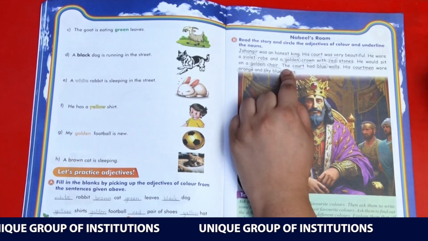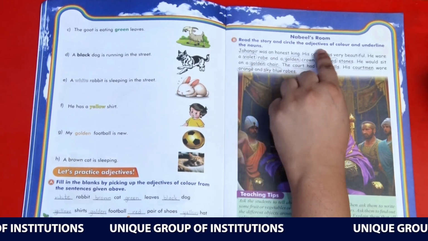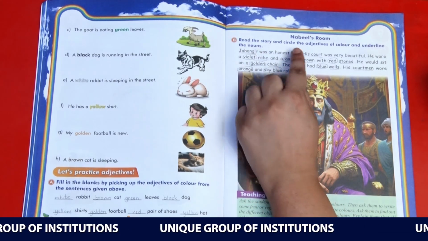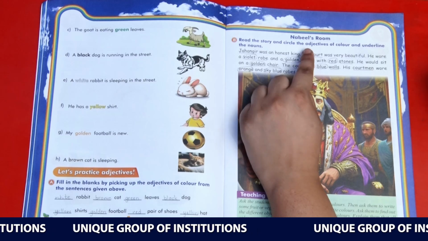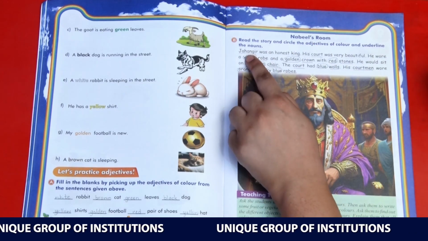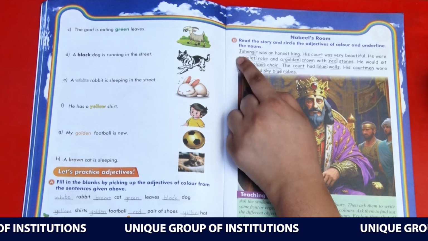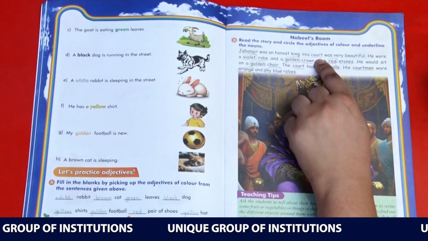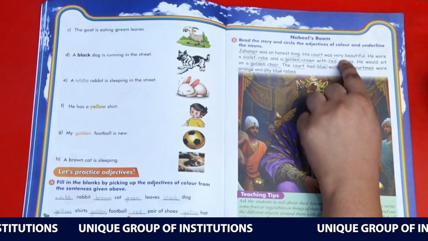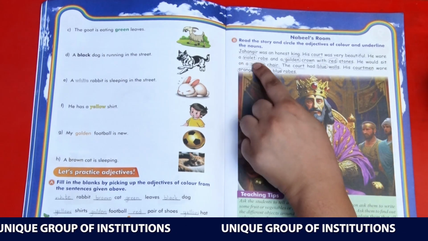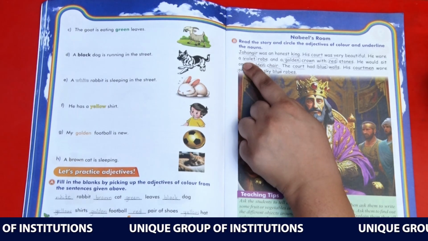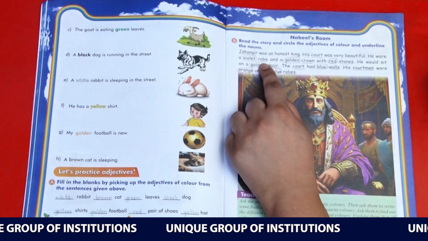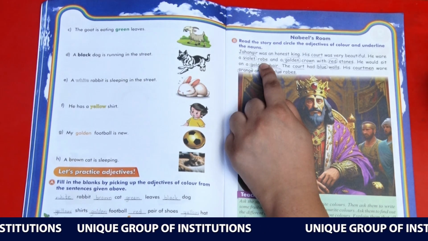On the next page, we have a task. Read the story and circle the adjectives of color and underline the nouns. In this story, we need to circle the color names because these are adjectives, and underline the nouns. Jahangir here is a noun, just underline it. Was an honest king, king again is a noun. His court, court is a place, it's a noun here, was very beautiful. He wore a violet robe. Violet is indicating a color, this is the color violet, and you need to circle it. And robe is a noun here, so underline it.